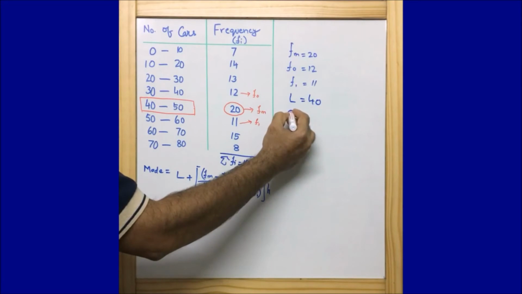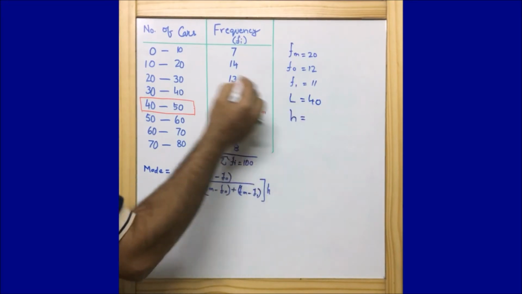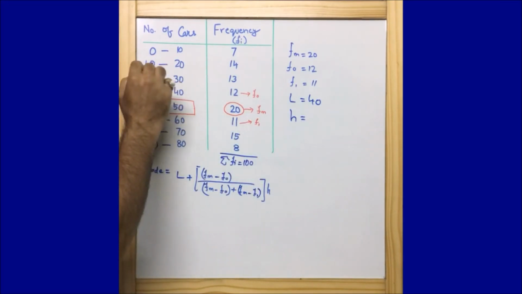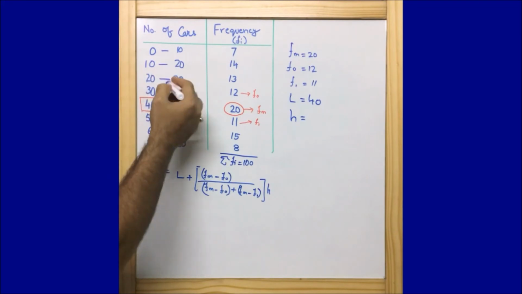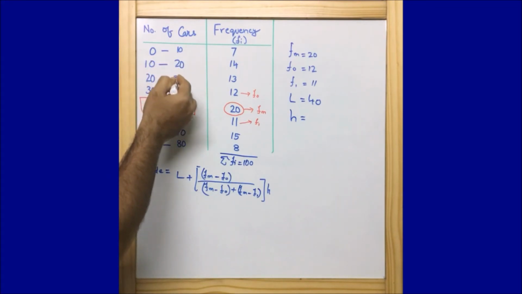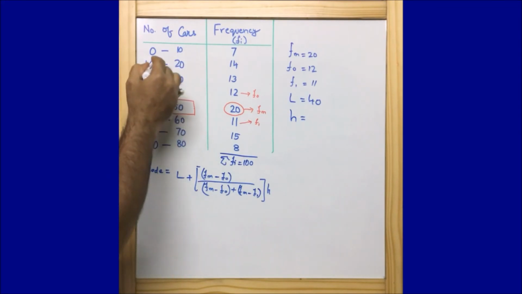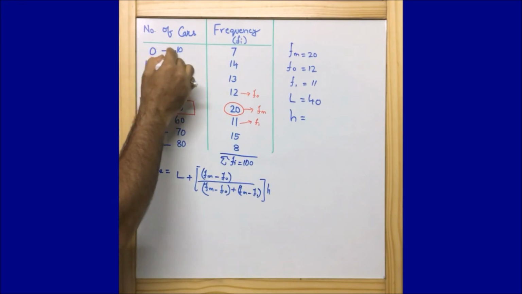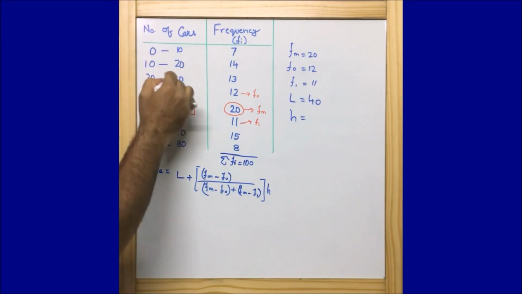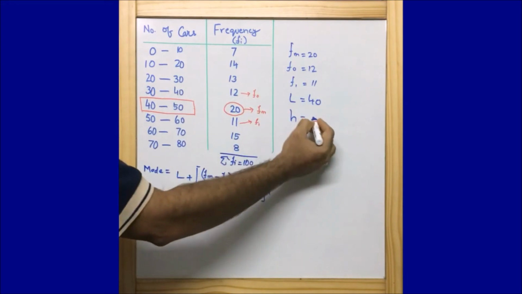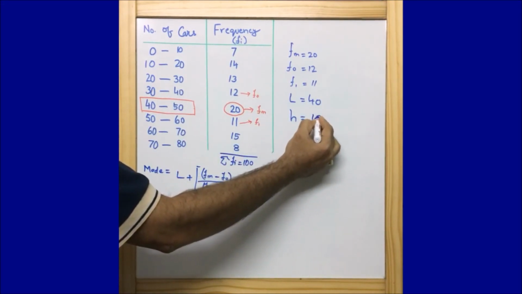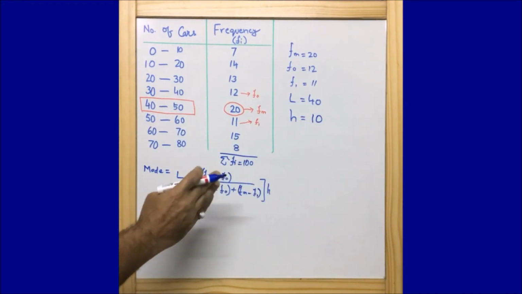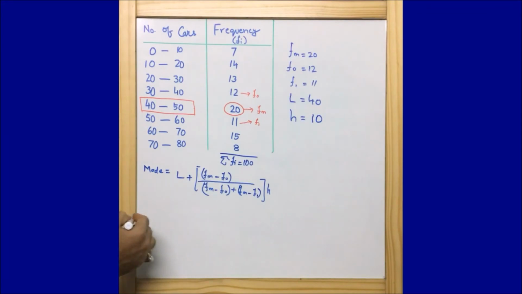Now what is H? H is nothing but the class height. We could see that the class height or the class difference here is 10, meaning 20 minus 10 is 10, 30 minus 20 is 10, or in other words 0 plus 10 is 10, 10 plus 10 is 20, 20 plus 10 is 30, 30 plus 10 is 40. So we could easily determine the class height as 10. Okay, now with these values in hand, let us move ahead.